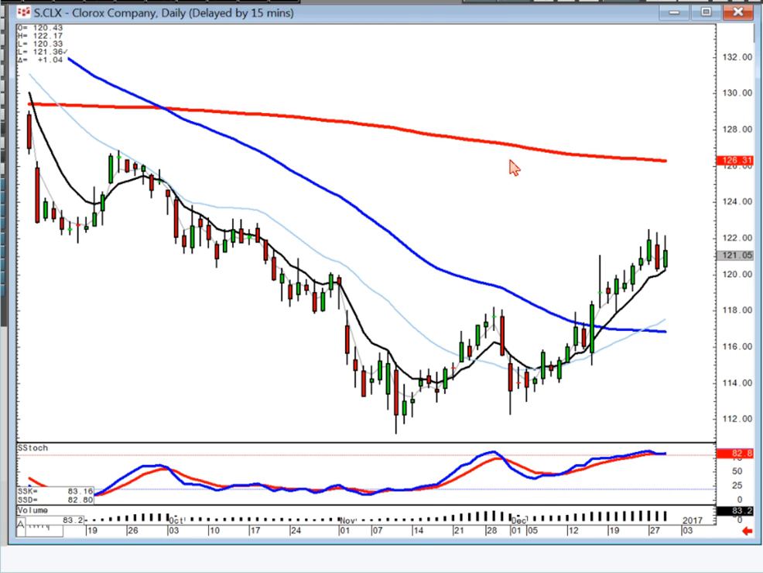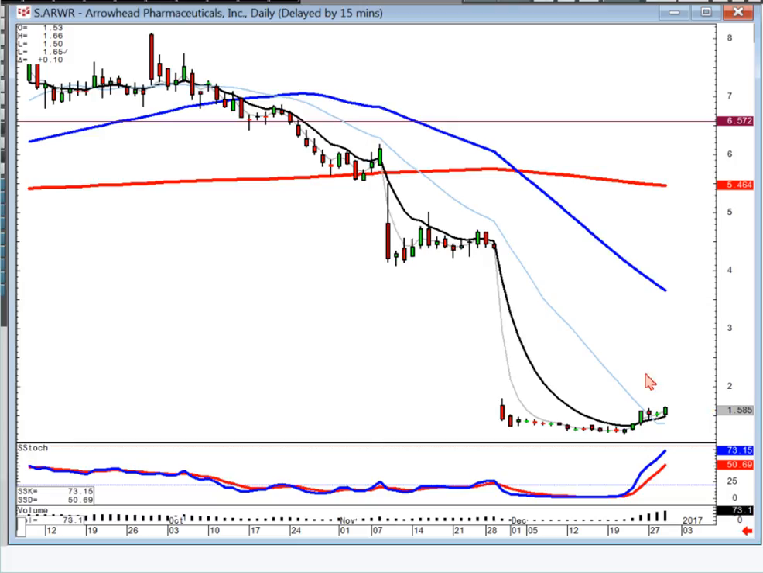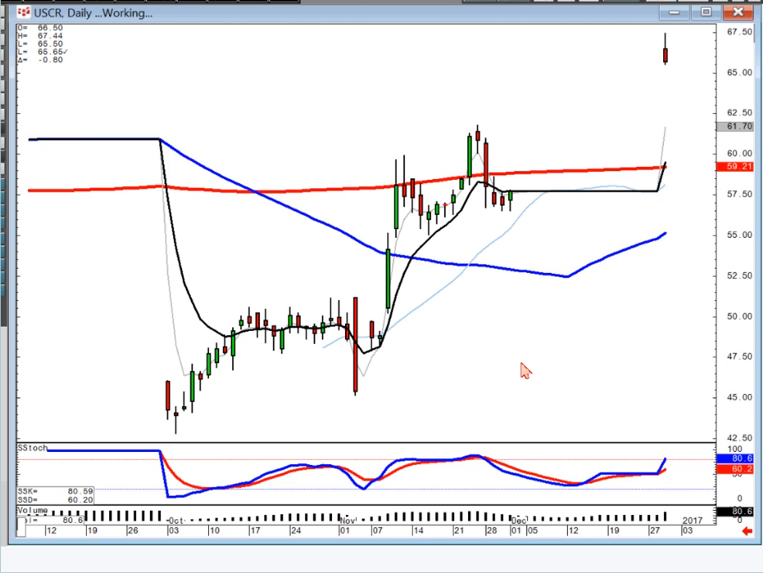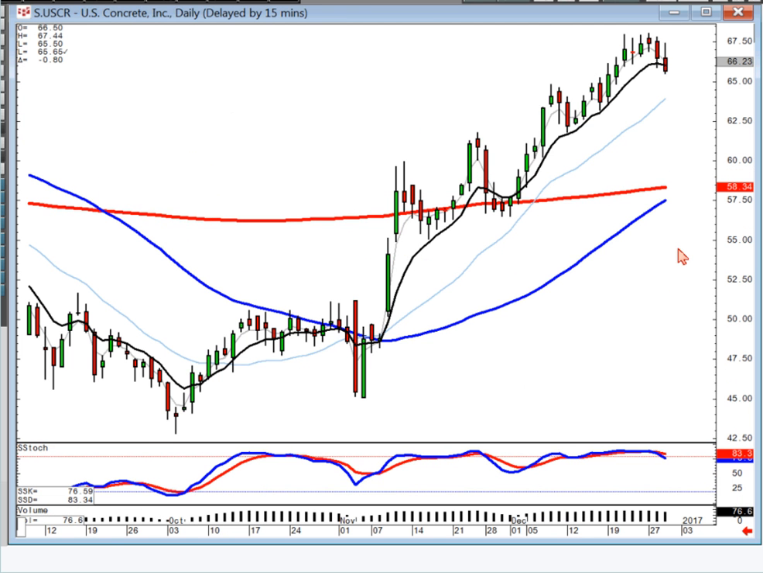I think we did ARWR. You can be buying this one. No resistance until you get up to the 50. And USCR, this one you get ready if you're long. Get ready to close it out on weakness tomorrow. It has to open positive and trade positive to stay in it.